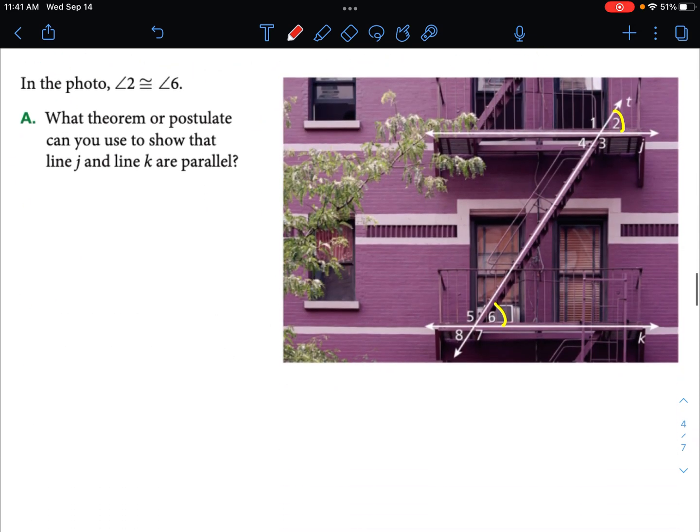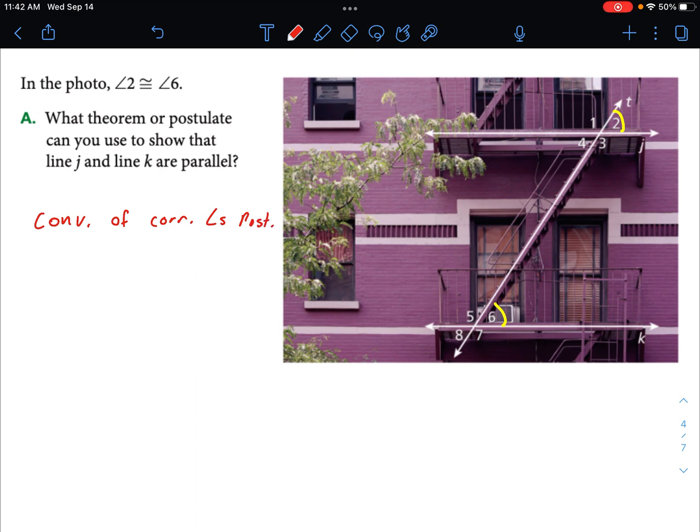So moving on, what your homework looks like. Most of it looks like this. It says in the photo, angle 2 is congruent to angle 6. I've already marked that here with arc marks. And it says what theorem or postulate can you use to show that line J and K are parallel? Well, they must be parallel because their corresponding angles are congruent. So that would be the converse of corresponding angles postulate, just like we used in that last proof.